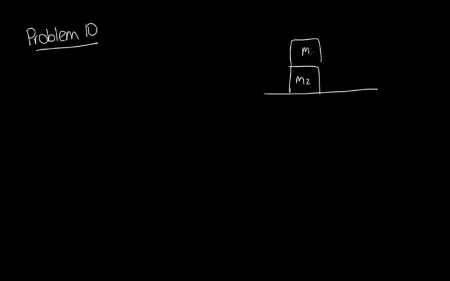Problem 10. In this problem, we have some boxes. This is mass 2, we've got M1 on top of mass 2, and we've got M3 over here, and we apply some force F here. And we're told that there's no friction along this surface, but there is friction here, so that M1 won't slide along on top of M2 and M3.